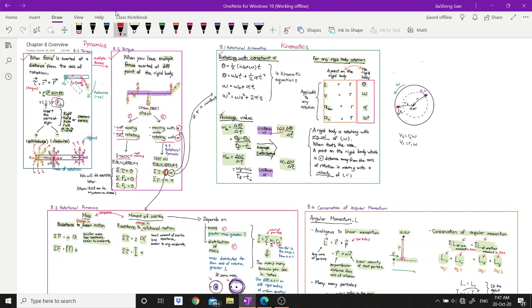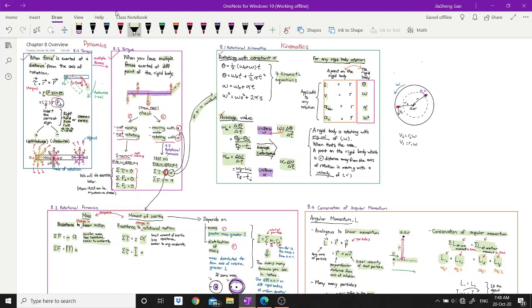Based on the different situation, you apply a different formula, just like case 1 and case 2 that I mentioned in the previous video. So if an object is not in equilibrium, you have angular acceleration because the angular velocity is changing. If the angular acceleration is constant, then you can use the four kinematic equations.